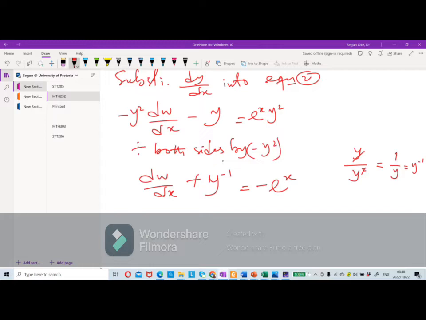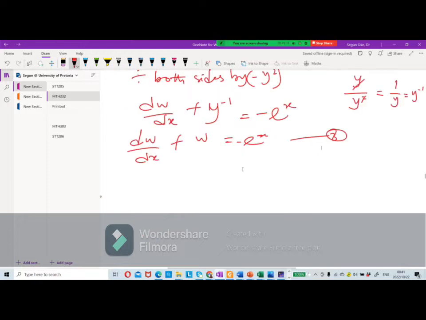Yes. So in this case now, we can call this one equation 3, which is linear. Let's just go further. We know what our W is. W is y raised to power negative 1. So we have W equals negative exponential x. So we call this one equation 3.